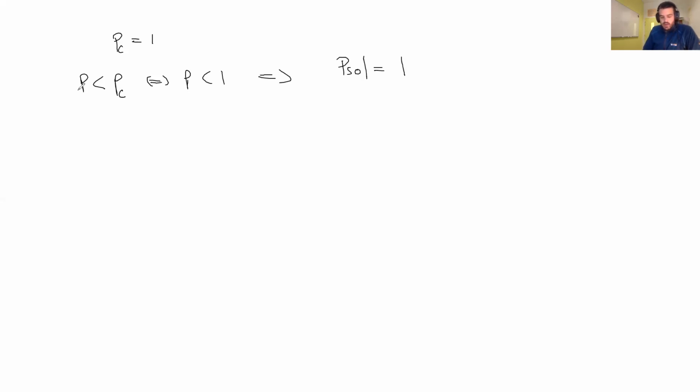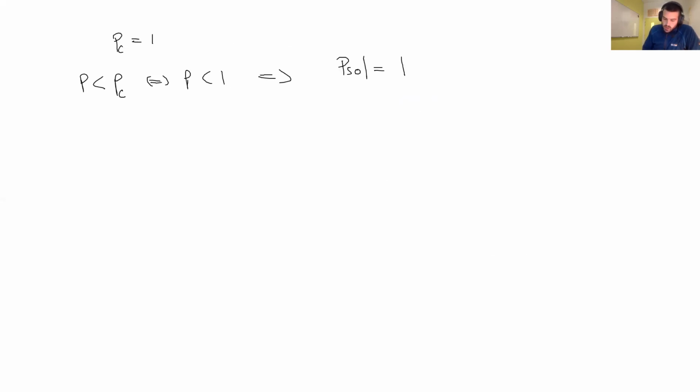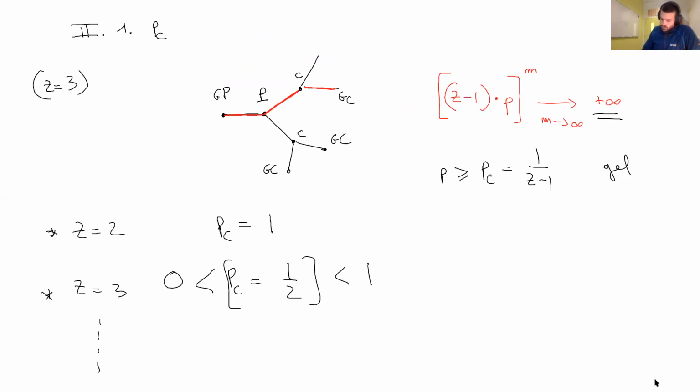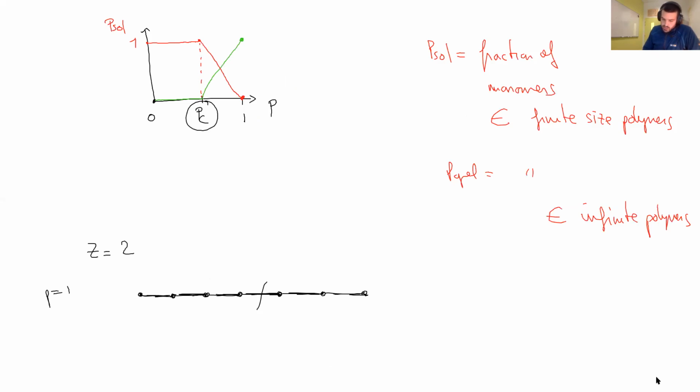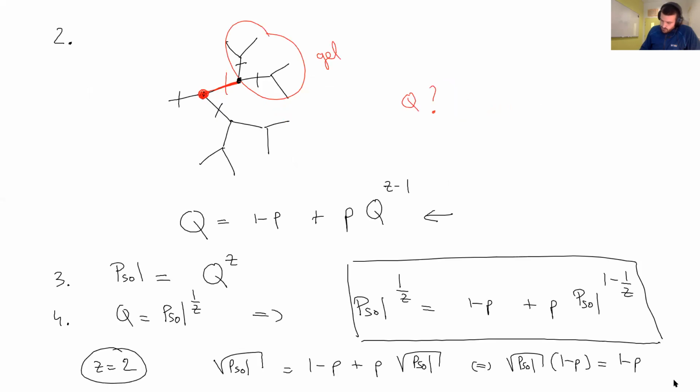So in this very particular z equals 2 case, if the probability is smaller than the percolation threshold, I recover the fact that the sol fraction is equal to 1. I only have monomers belonging to finite size polymers. This was exactly this region here. The sol fraction is 1 because I didn't reach yet the threshold for the appearance of a gel, an infinitely long molecule. Okay, so this is the trivial case.